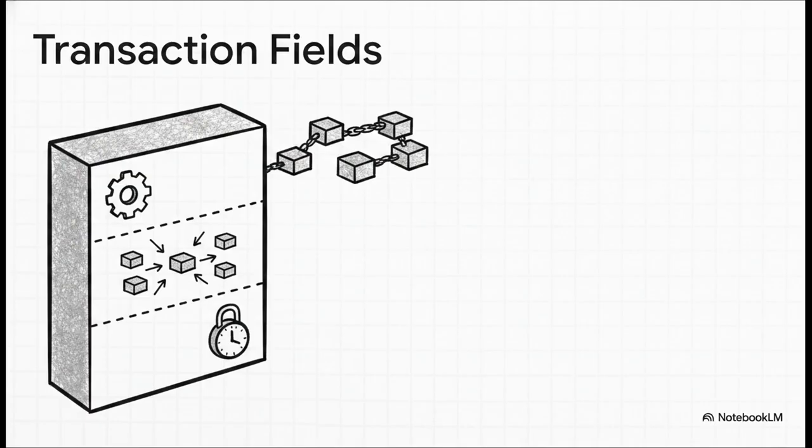You've got the version, telling the network which rules to follow, the inputs, acting as pointers to the specific UTXOs you're spending, the outputs, representing the new chunks of value being created, so that's your destination payment and your change, and finally, we have lock time.